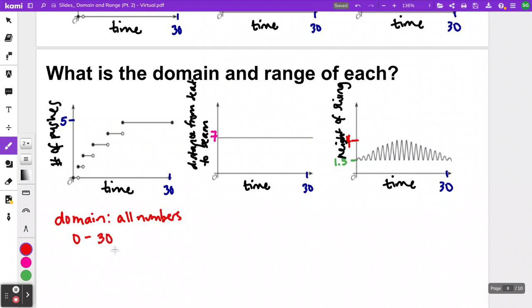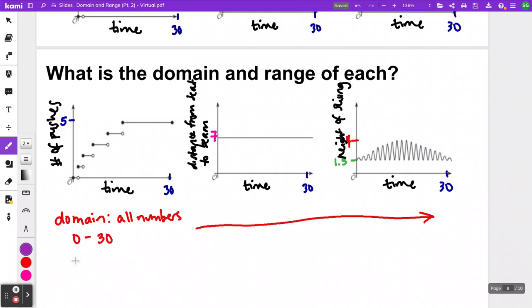When we're considering this child on the swing and how long they've been on the swing, you could have 3 seconds, 10.5 seconds, anything between 0 to 30 seconds. And because all 3 of these functions have time as their input, this domain is going to be true for all three of these. So I'm going to do that to save us some time.